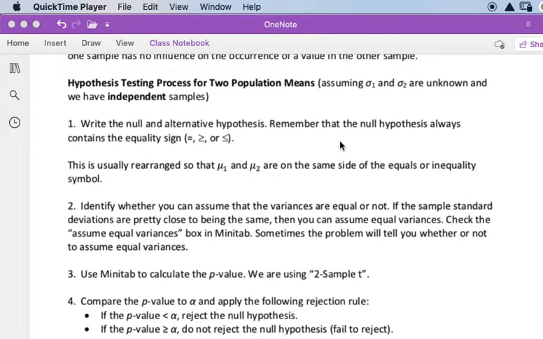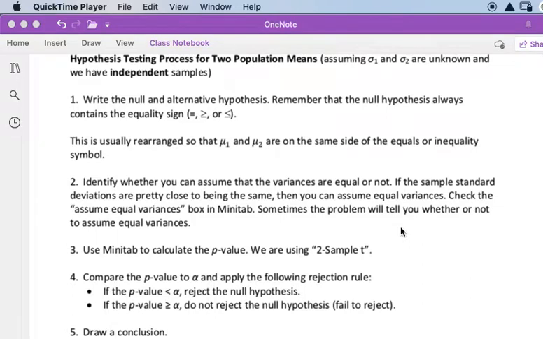First, we're going to write our hypotheses. Remember that the null hypothesis always contains the equality sign, so it might be equals, greater than or equal to, or less than or equal to. Then we usually rearrange this so that mu1 and mu2, because now we have two means in our hypothesis, will be on the same side of the equals or inequality symbol. You'll see this when you do the homework. These hypotheses are going to be multiple choice, and you'll see that they are written this way.